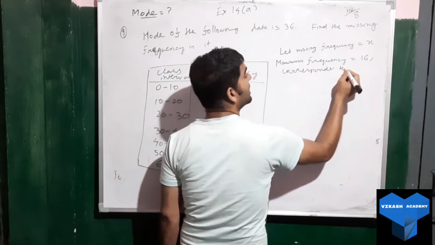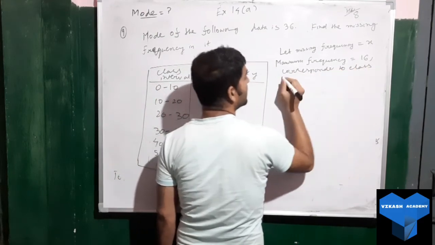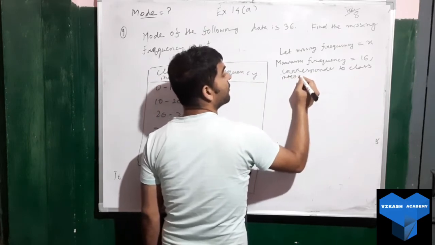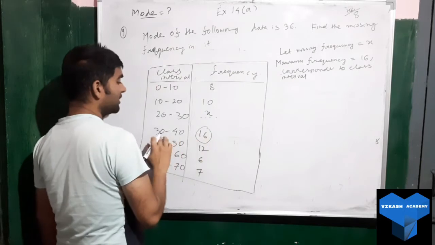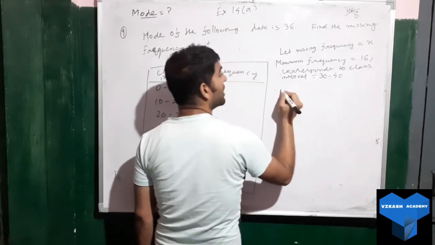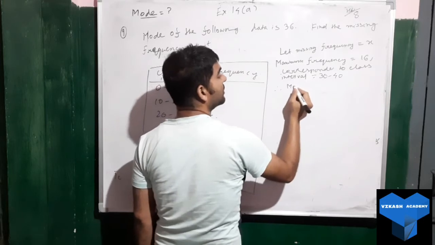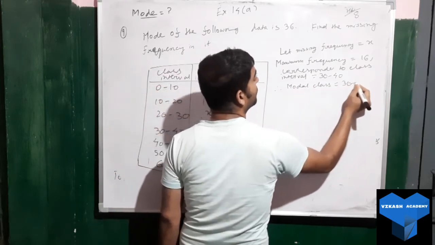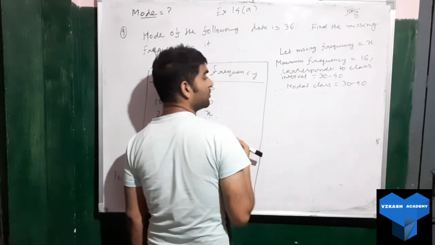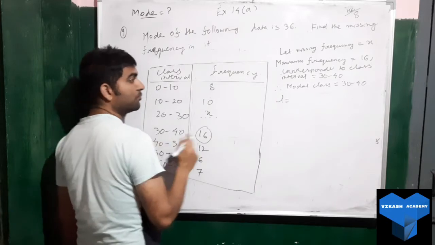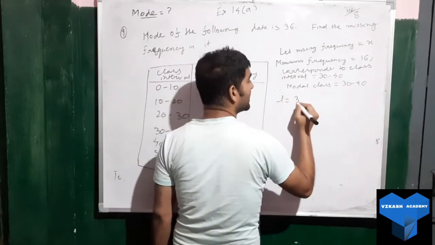Correspond to class interval 30 to 40. We write 30 to 40, and therefore the model class is 30 to 40. Now we have to find L, the lower limit. What is the lower limit? In 30 to 40, the lower limit will be 30.